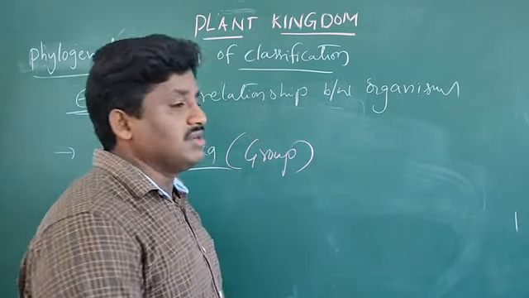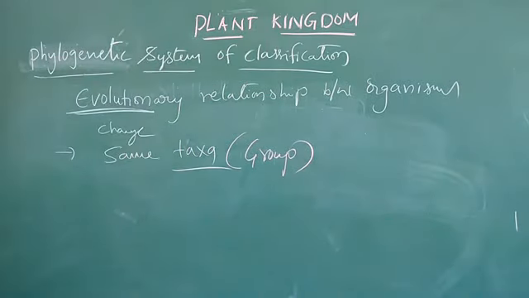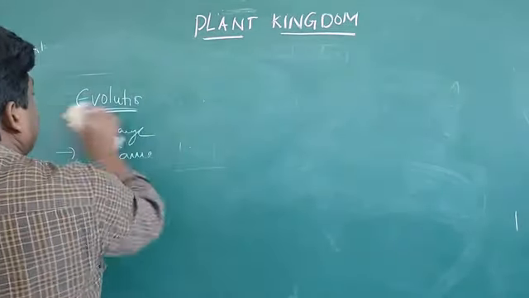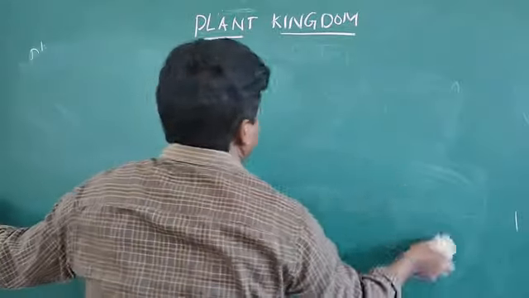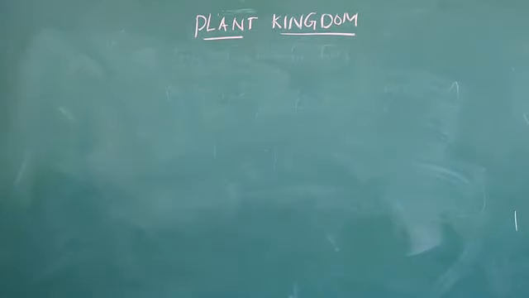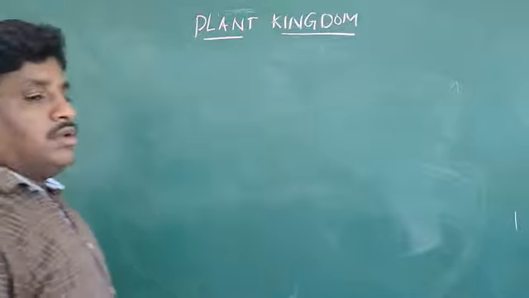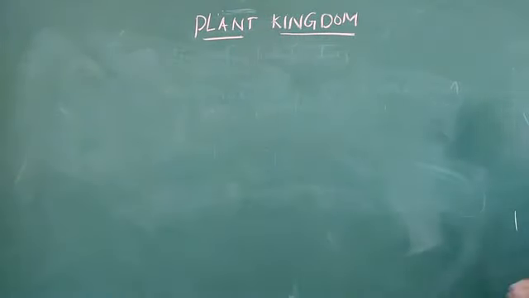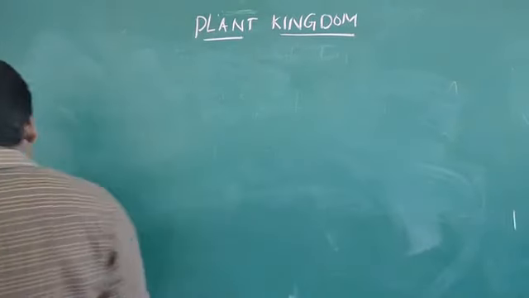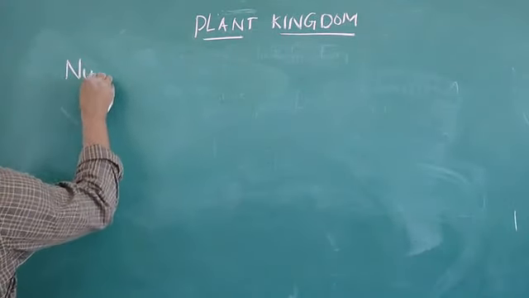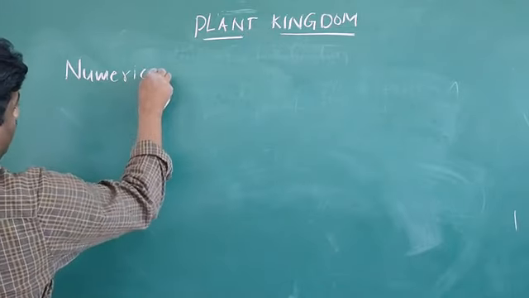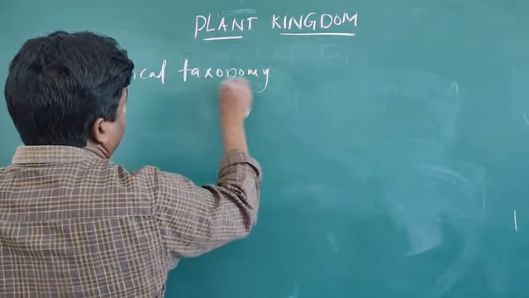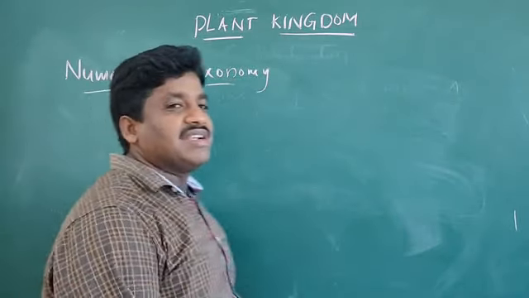Now next, some small definitions are present, you can see. First of all, in this plant kingdom, what are the definitions? See here, numerical taxonomy.